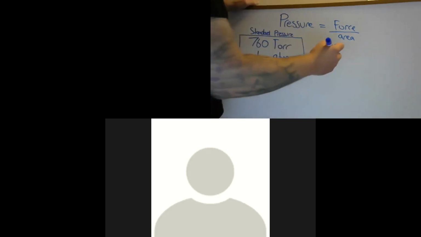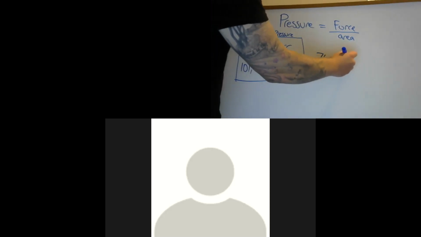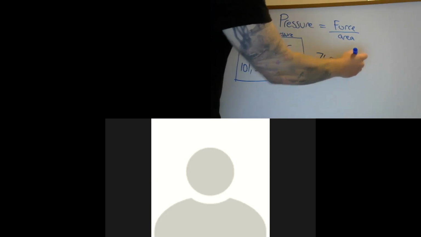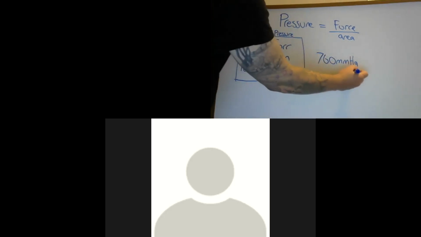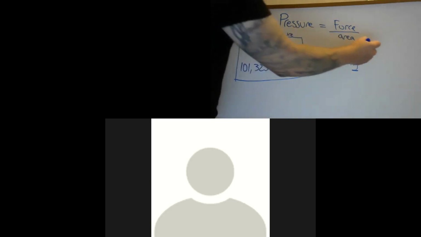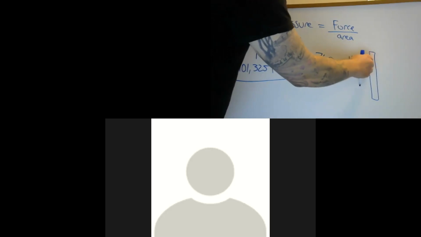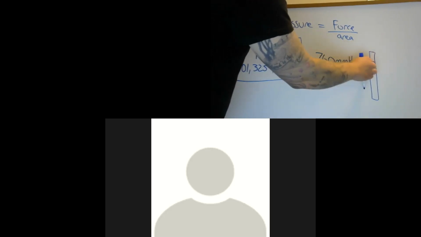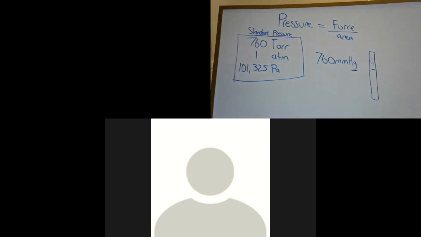There's another one, the old school way of 760. And that's how far mercury is compressed inside a barometer. So there's liquid mercury in here, and as the pressure gets greater, the level of the mercury will drop. And you measure that in millimeters of mercury, mmHg.